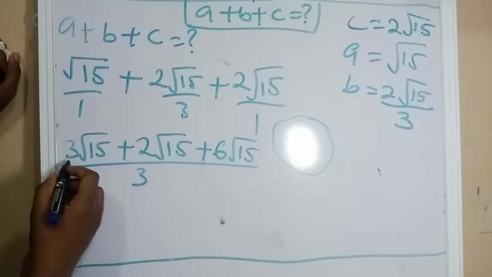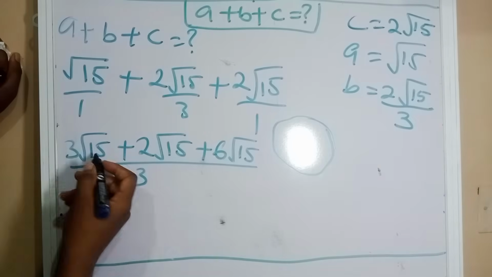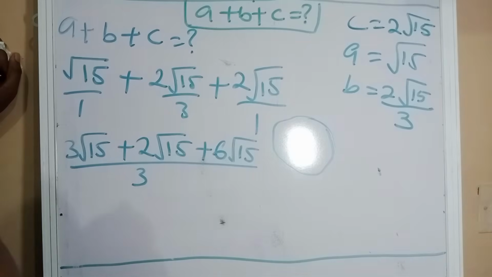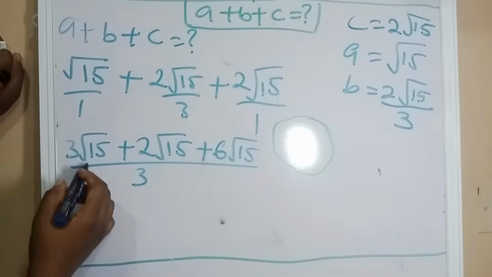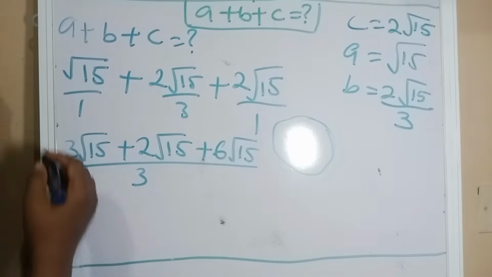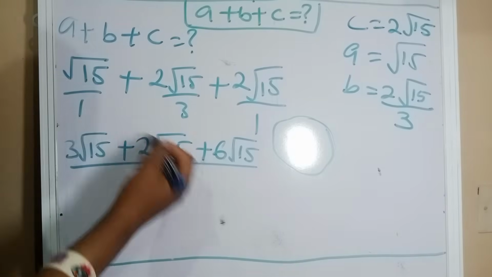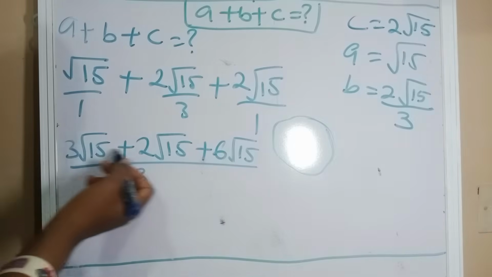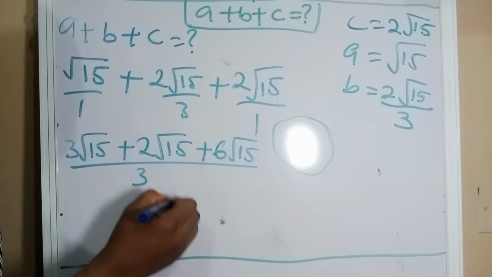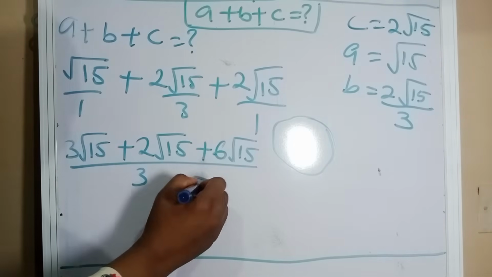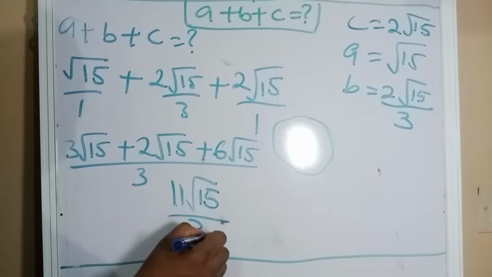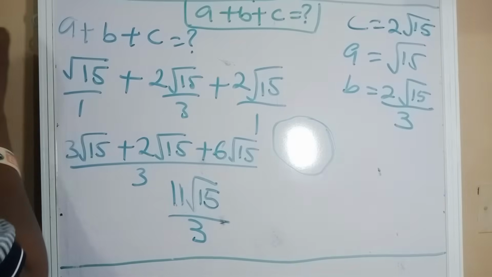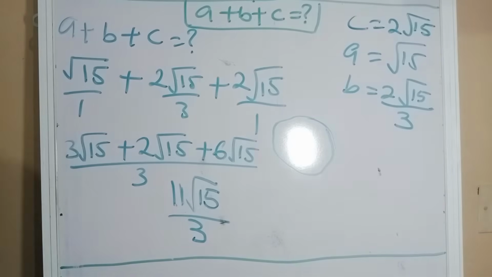So when we add 3 plus 2 plus 6, since we have something in common to all of them, we can say that these are their coefficients, okay? 3 plus 2 is 5, plus this is 11 root 15 all over 3. Okay, so that's it.